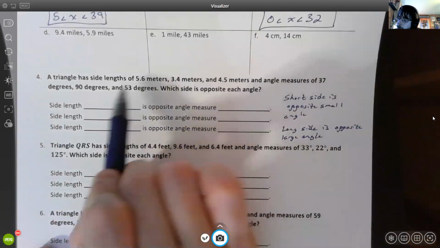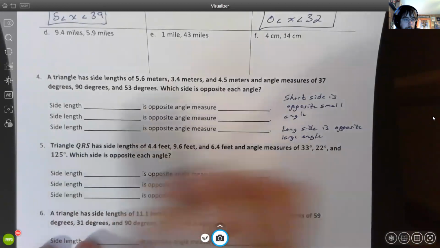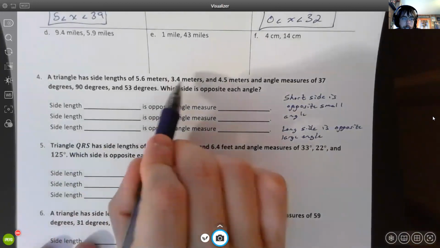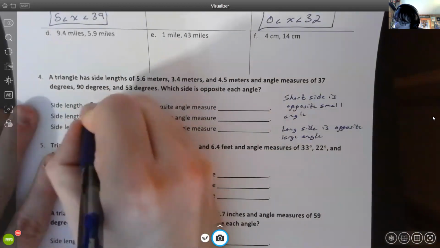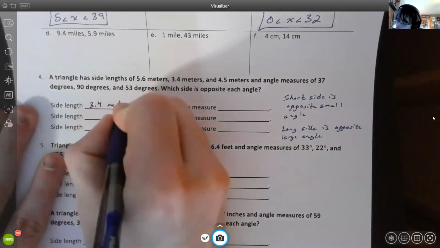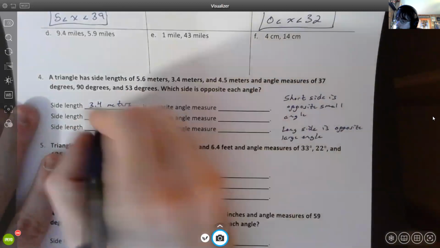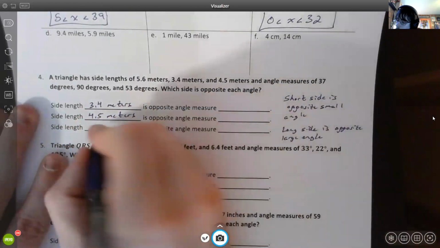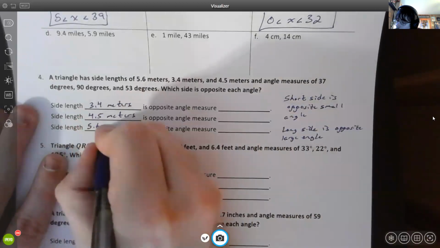So if we look here, what I like to do if you have something like this, I like to list out the side lengths from least to greatest. So we have 3.4 meters. We have 4.5 meters. Apologies for the phone. And then we have 5.6 meters.